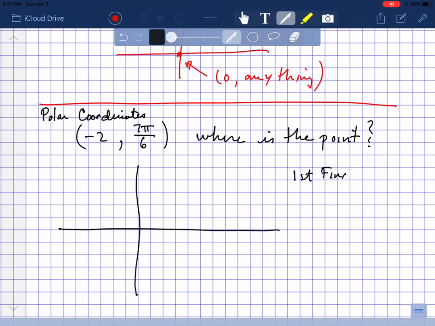Well, what I'm going to do is this. I'm going to first find the point 2, comma, 7 pi over 6. So 7 pi over 6, where's that going to be? Well, pi over 6 is just this angle here. So this is pi over 6. And if I take and I add pi to it, let me get rid of that.